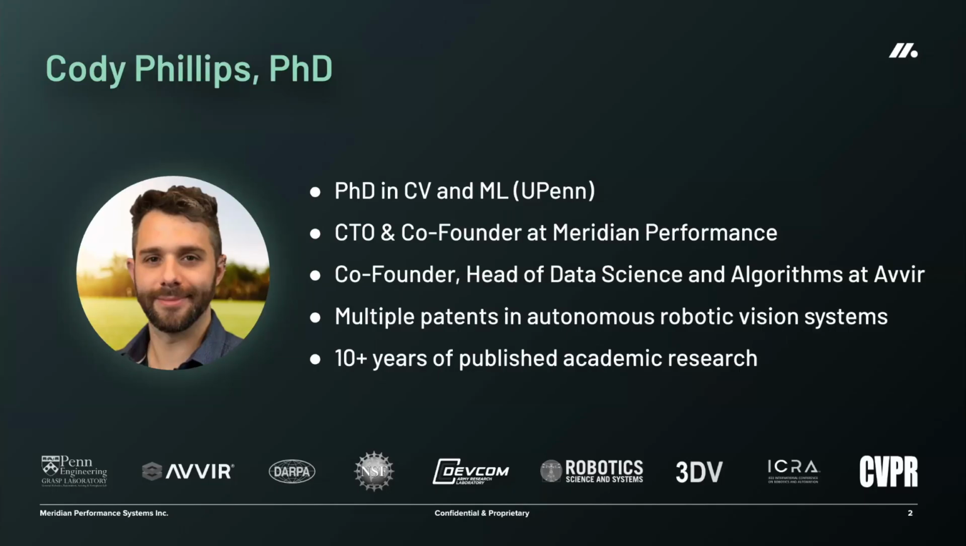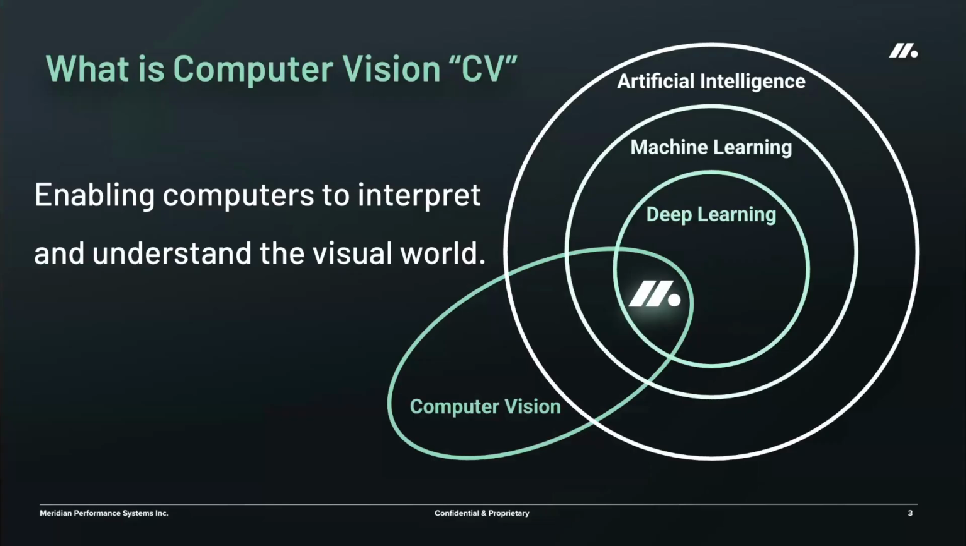Awesome. Thank you very much, Josh. So I wanted to start today with the question of what is computer vision? At the highest level, it means enabling computers to interpret and understand the visual world. Now, it is often confused with artificial intelligence, so I wanted to discuss the intersection of the two.